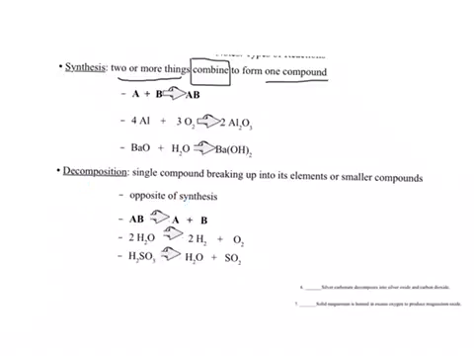Decomposition is the opposite. That is when you have one single compound and it is breaking up into its elements or smaller compounds. So opposite of synthesis. The general formula is one compound AB splits apart into its pieces A plus B. So here we have water splitting apart into its pieces, hydrogen and oxygen gas. Here is sulfurous acid splitting apart into its pieces, water and sulfur dioxide.